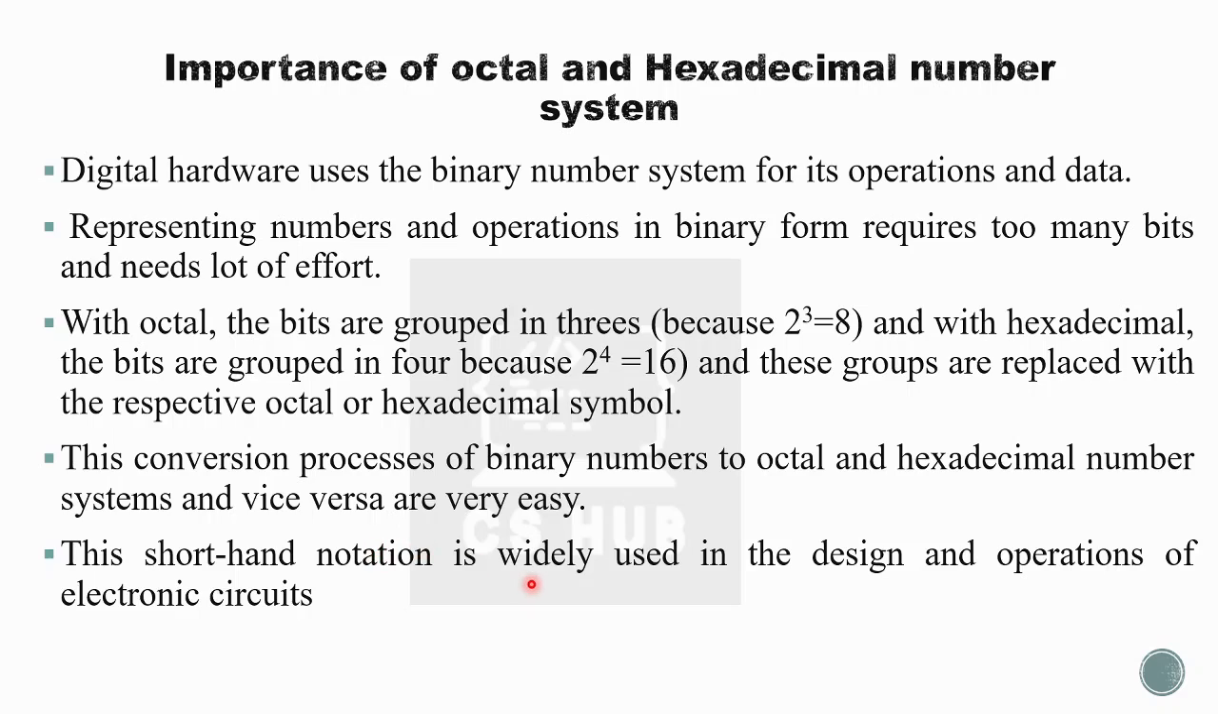The shorthand notation is widely used in the design and operation of electronic circuits. Okay. So electronic circuits, of course, need binary, but we are using hexadecimal numbers because we can convert hexadecimal and octal numbers into binary very easily. And these hexadecimal or octal numbers use a much smaller number of bits also. So this is the importance of the octal and hexadecimal number system.